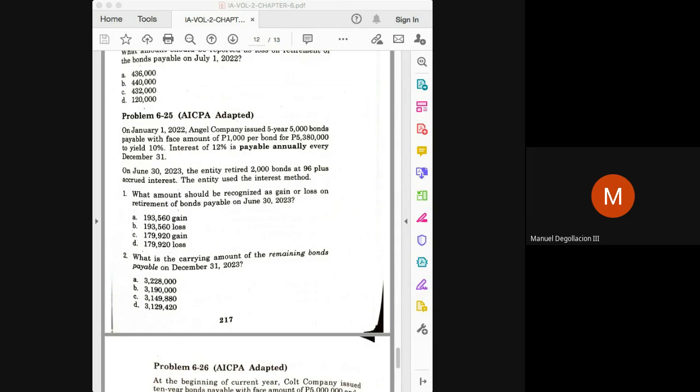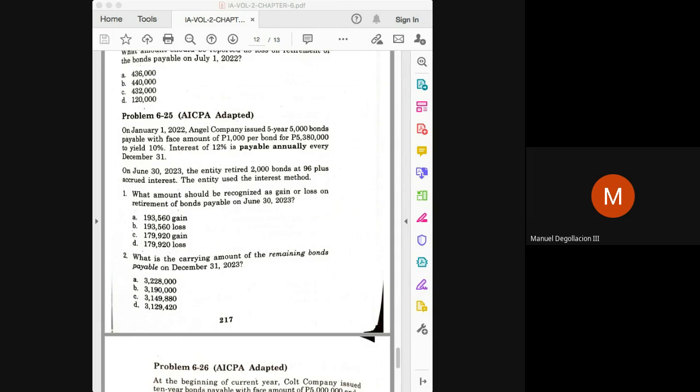What do we do with the 62,000? We will deduct this from the initial premium. How much was the premium at the start of the year? It is 380,000. Okay, 380,000 minus the amortization for the first year of 62,000. The remaining premium after 2022 will just be 318,000.